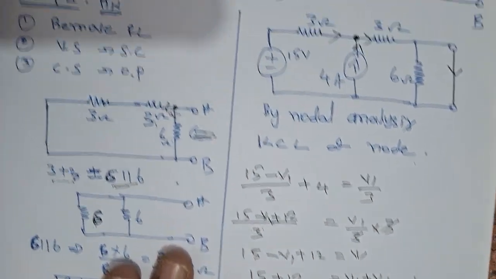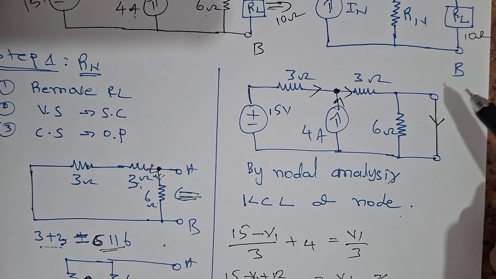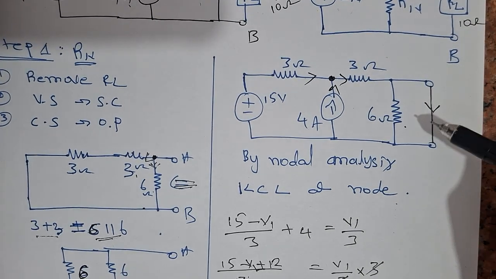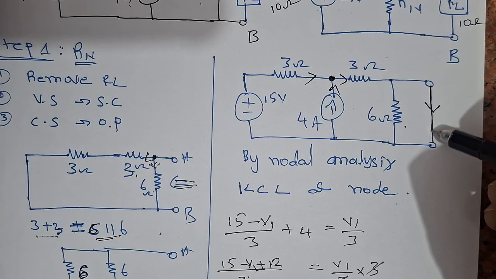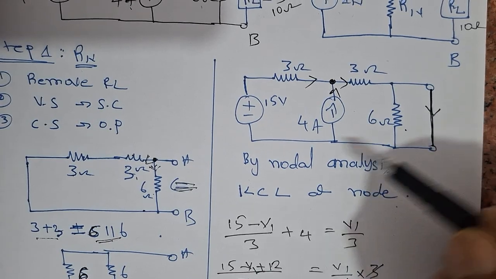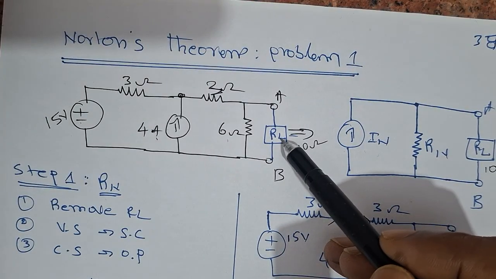So when you remove the load and short circuit it, this will be the circuit diagram. So the first step in finding it, we have to short circuit the load resistance. We have to remove the load resistance and short circuit it. This is the load resistance.